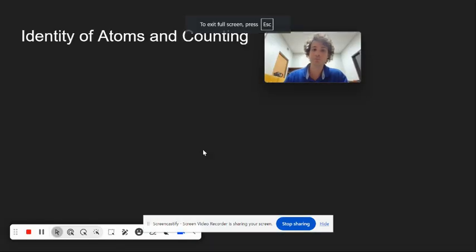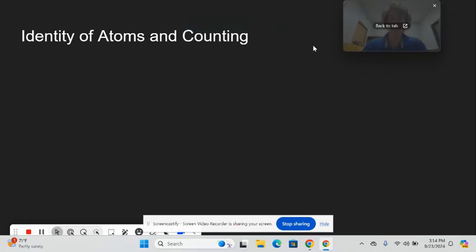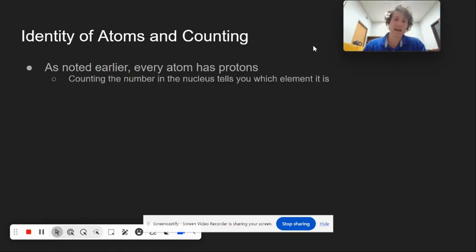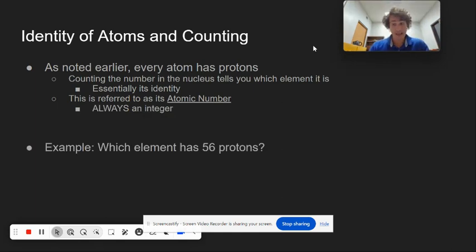All right. Identity of atoms, this is basically what we talk about with protons. So if I were to look at an element and I say, what element is this? I just need to count protons. Now, you're not going to look at an atom, pick it up with tweezers and go 1, 2, 3. They're too small, right? So what we would do is use our periodic table and look at what's called the atomic number. The atomic number is simply the number of protons. That's what it always is, no questions asked.